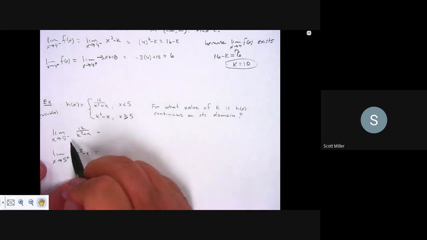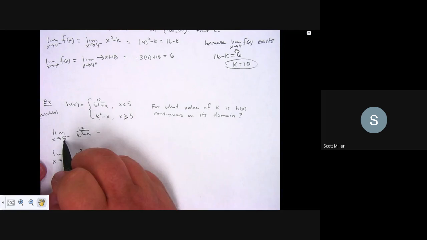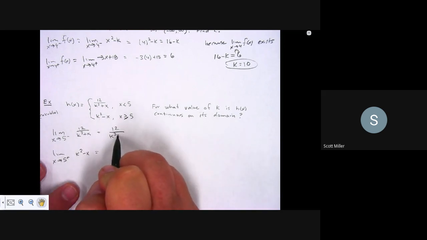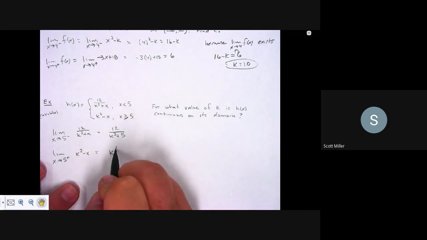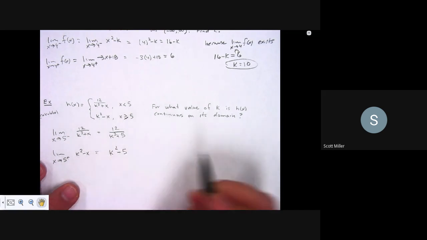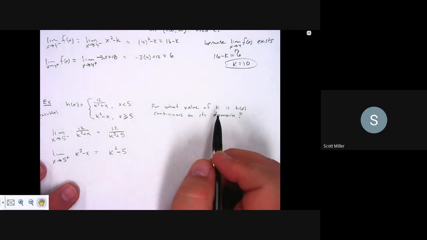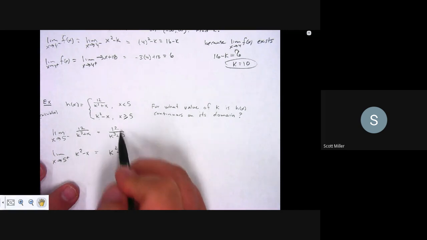The only thing we can do here, I don't know what k is, but we know it's not going to be 0 on the bottom. So if I plug in 5 here, I'm going to get 12 over k to the 3 plus 5. And if I plug in 5 into this one, I'm going to get k squared minus 5. For it to be continuous on its domain, it has to be continuous at 5, which means these two pieces must agree.